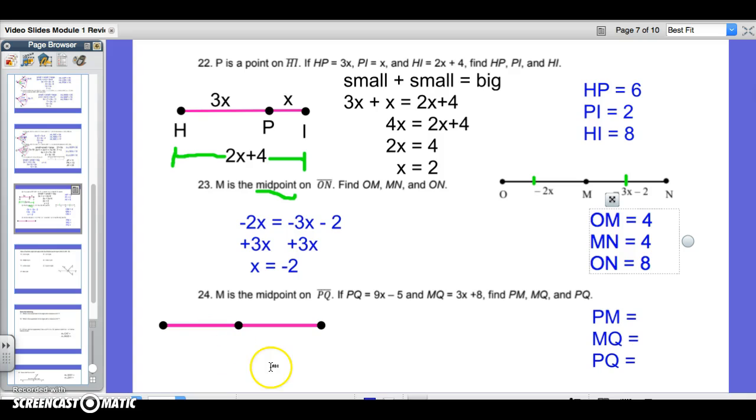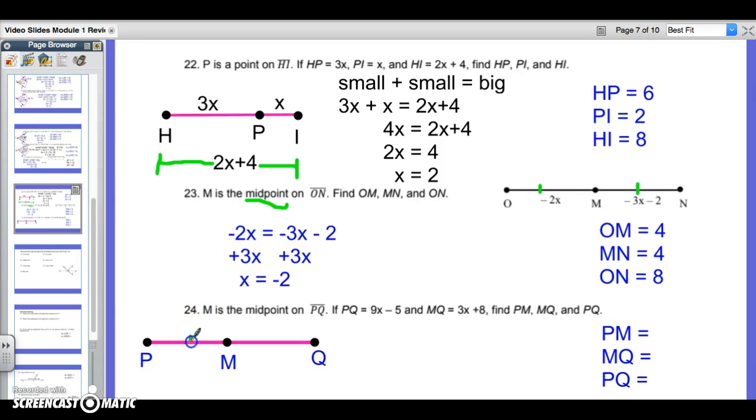Okay, now in 24, we have another midpoint question. It just didn't give us a picture, so we have to draw it. So M is the midpoint on PQ. So here's my pre-drawn segment already. And I'm going to label this P, and this one Q. And then they're telling me the one in the middle is M, and it's standing for the midpoint. Since it's the midpoint, I'm going to go ahead and mark these segments right here because they are going to be congruent, because midpoint means that it's in the middle and those two parts are equal.